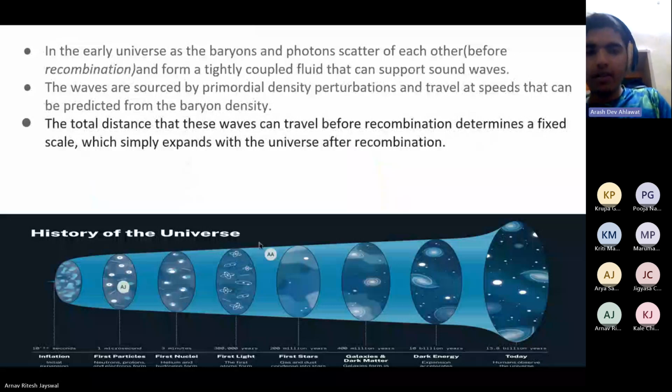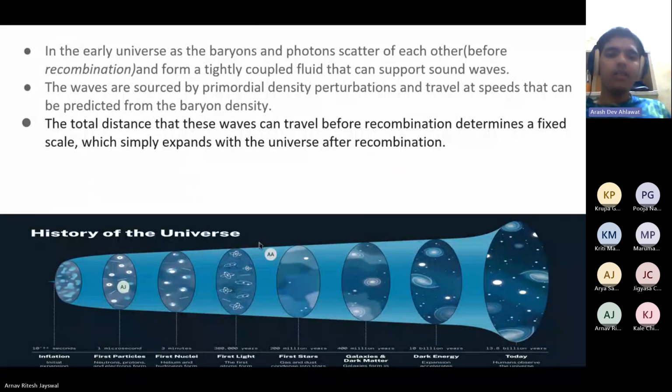So in the early universe, they form a tightly coupled fluid. Now, what's a coupled fluid? A coupled fluid is a fluid formed by the coupling of electrons and photons. They have not joined, but they have formed a couple because of their interaction. Because of these waves and their hitting of each other, some areas become more dense and some areas become less dense. This was variable until recombination.